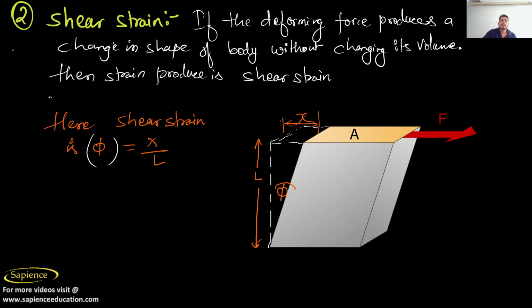Now shear strains. I am talking about shear strains. There are different types of strain. If the deforming force produces a change in shape of the body without changing its volume, so when you are deforming, no volume is changed, but shape is changing. And what is happening here? Angle is changing. See here, let us consider.